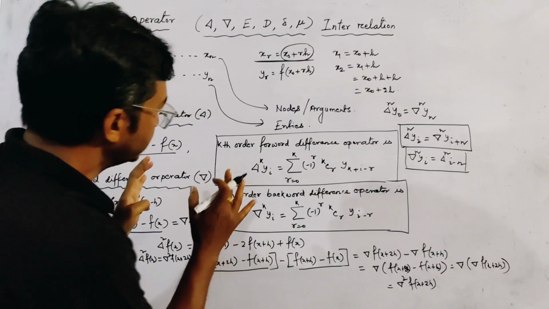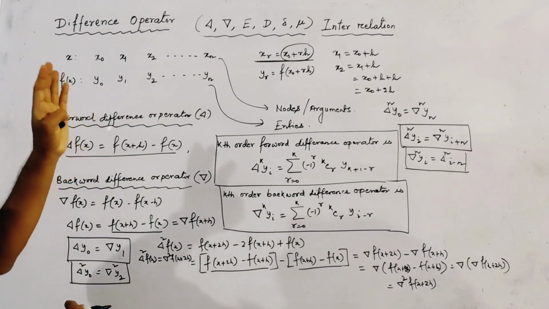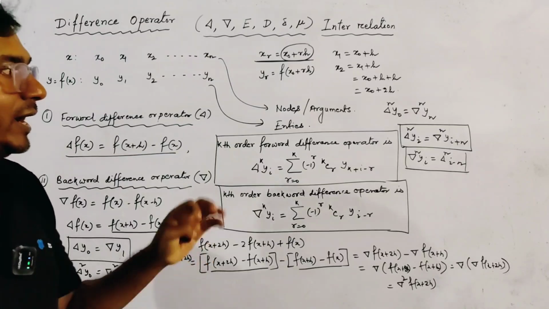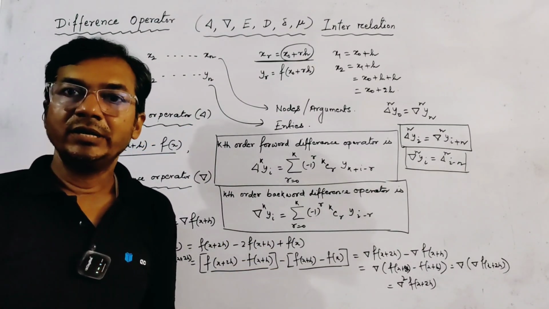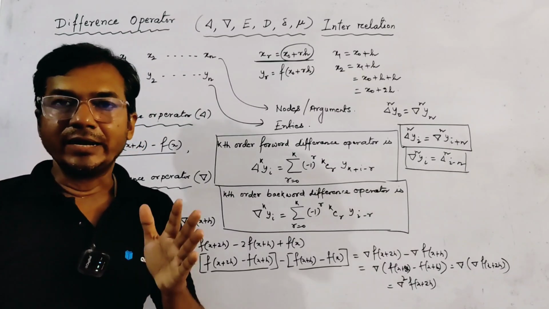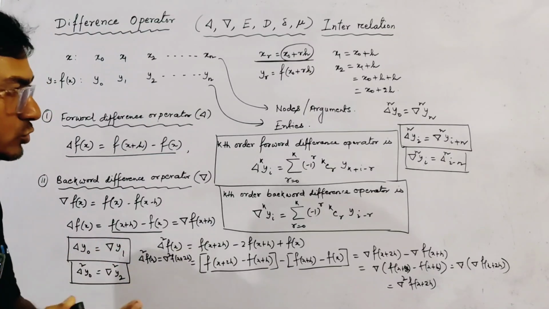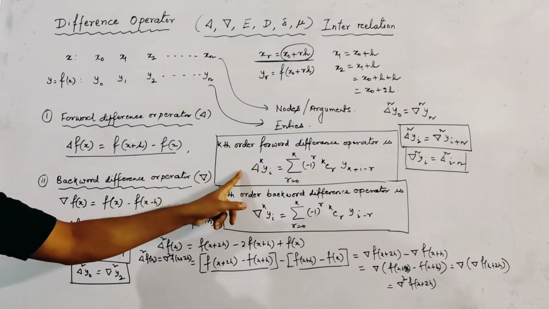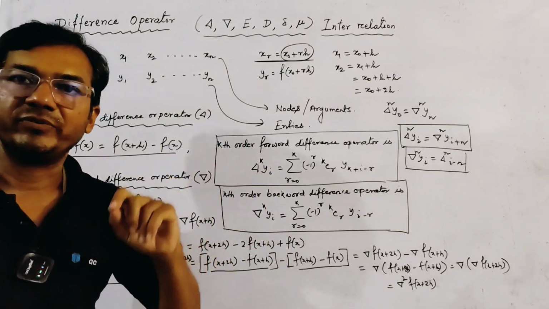So this is the first class of finite differences, or difference operators. We discussed here only two difference operators, that is the forward difference operator and the backward difference operator, their definitions and their interrelation, and also the expression for any order forward difference and any order backward difference.